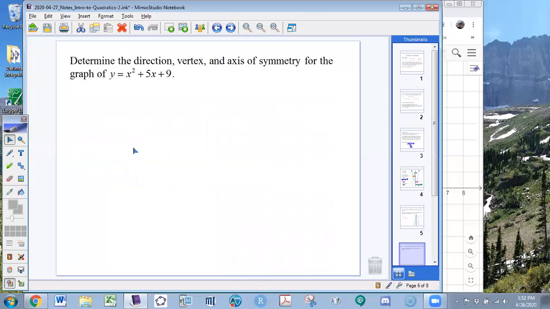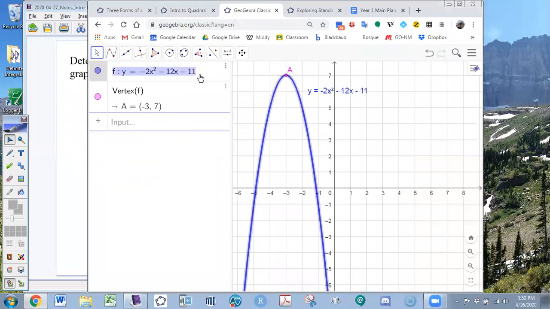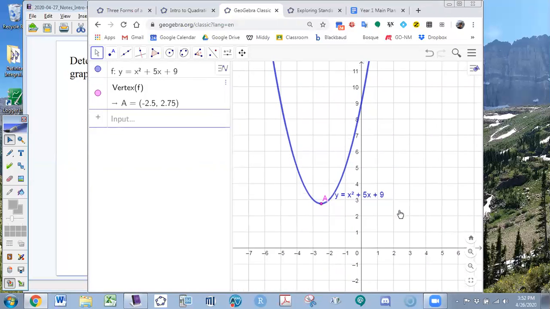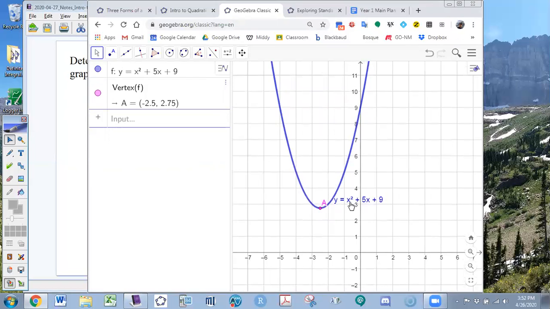So let's look at another one here. Determine the direction, the vertex, and axis of symmetry for the graph y equals x squared plus 5x plus 9. X squared plus 5x plus 9. So I get this graph right here. Something I'll notice again in this standard form is that plus 9, which is also showing up as my y-intercept. And now my vertex is a little bit different. It's not nice integer values. Negative 2.5 and 2.75.